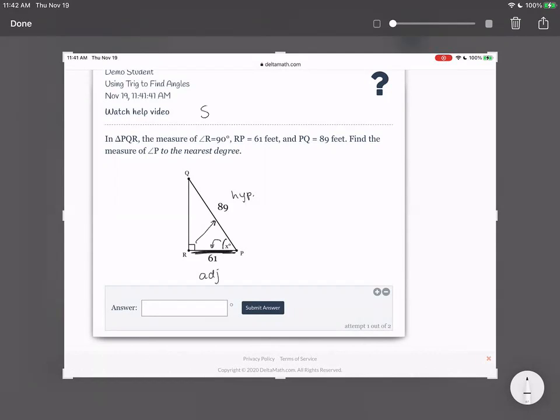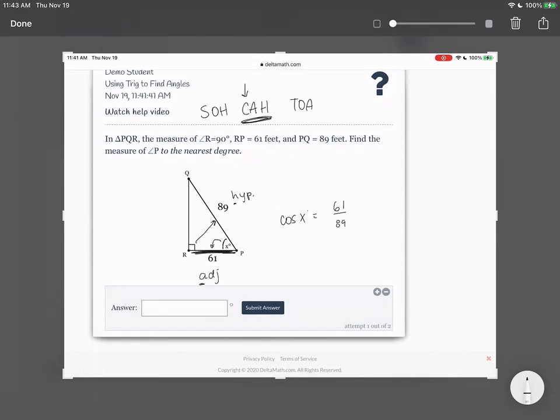Cool. So then we have the SOH CAH TOA. Which of these uses adjacent and hypotenuse? Type it in the chat or say it. Yes, the CAH. Okay, so cool. That stands for cosine. So cosine of x degrees is equal to the adjacent over the hypotenuse. So it's 61 over 89.